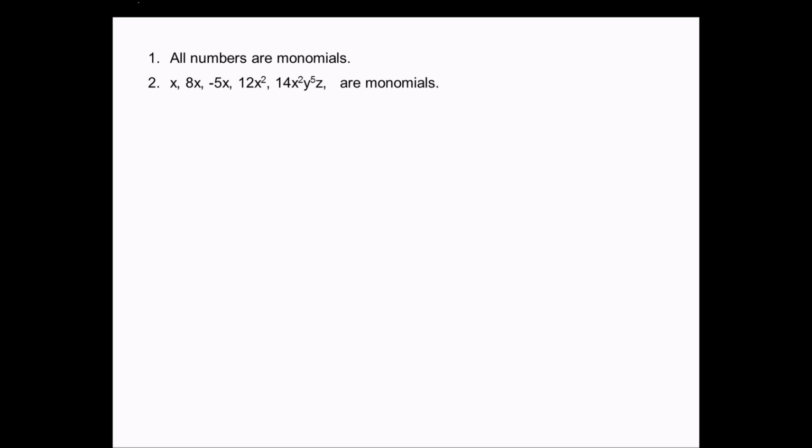So let's get some examples. Number 1, all numbers are monomials. They satisfy the definition in a vacuous way. They don't have any variables, so we don't have to worry about variables being in denominators or their exponents. All the restrictions for polynomials are on the variables. Number 2, x, 8x, minus 5x, 12x squared, 14x squared, y to the 5th, and so on. Those are monomials. They're just one term.